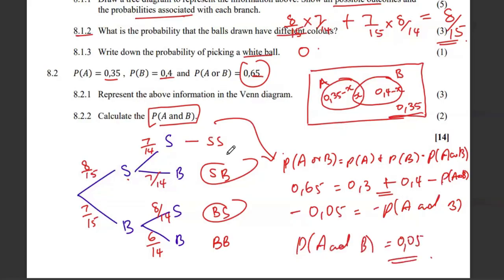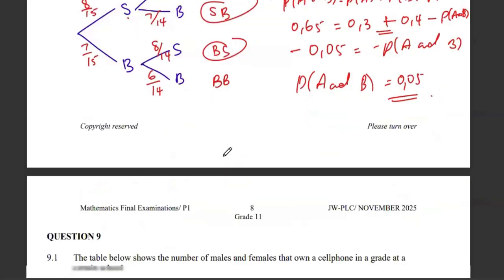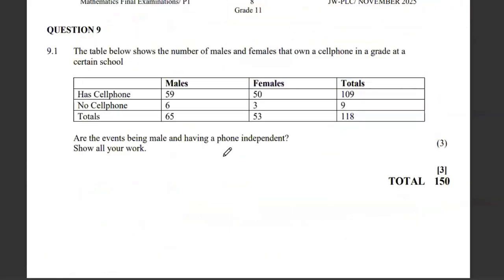Okay. And then question number 9. Below is a table that shows the number of males and females that own cell phones in a grade at a certain school. Okay, so we have 65 males. Cell phones are 59, no cell phones 60. Females, we have 50 that own cell phones and then 3 that don't. Total is that. Are the events being male and having a cell phone independent?